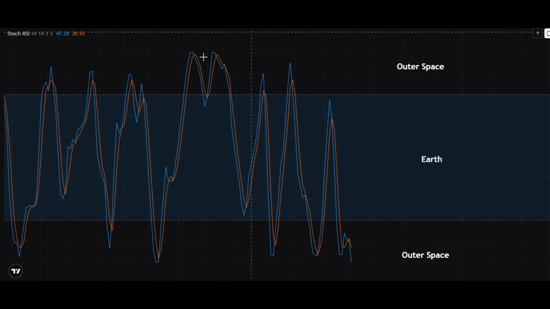In this top area, you only want to look for sells. In this bottom area, you only want to look for buys, okay? And if you can, try to avoid taking trades in the middle. You can still get some money from it, but try to avoid it. You want to catch it when it's outer space going back into Earth, okay?